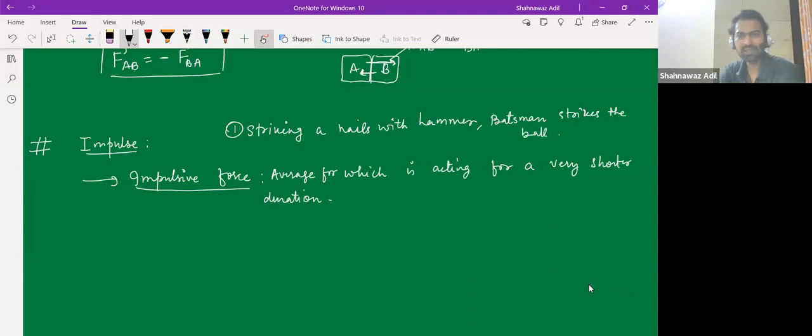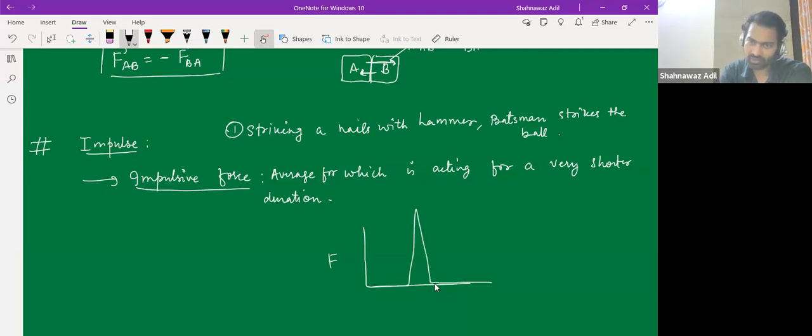So these are some examples of impulsive force, right? We have a force and it acts. So this is zero, and then at a certain time it acts, and then it goes to zero, right? So we get a very quick bump, and then it is zero. So this is called the impulsive force. Is this clear, guys?